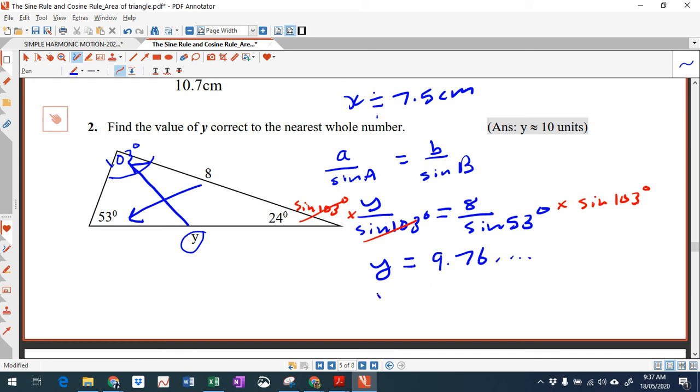So to the nearest whole number, I'm going to round that to 10 units. Okay.